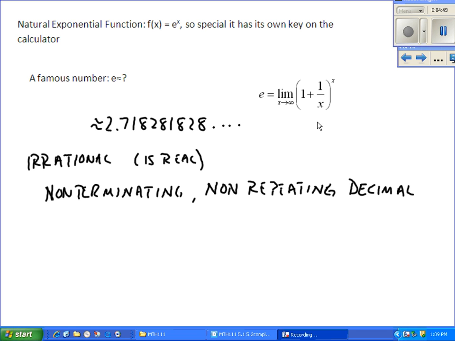It's kind of interesting. What it's going to do is approach this number, 2.7182818. It goes on forever. It's a non-terminating, non-repeating decimal like pi. It's an irrational number. It's difficult to write down, but it gets used in a lot of applications, and so we created a new symbol for it, the letter e.